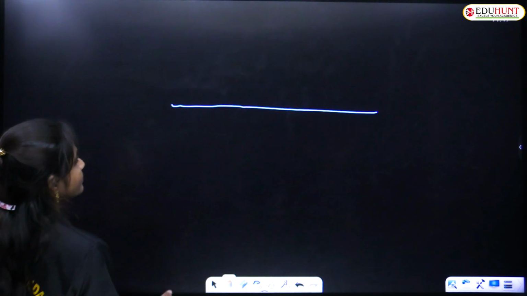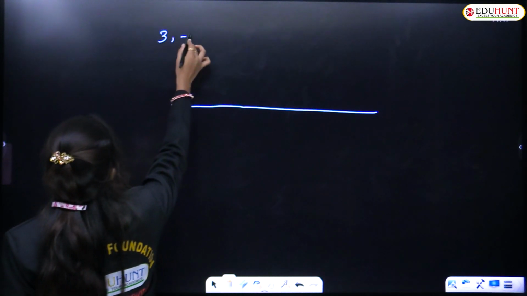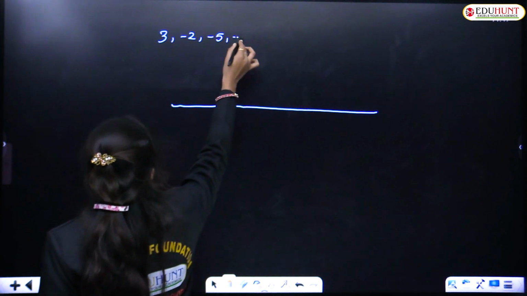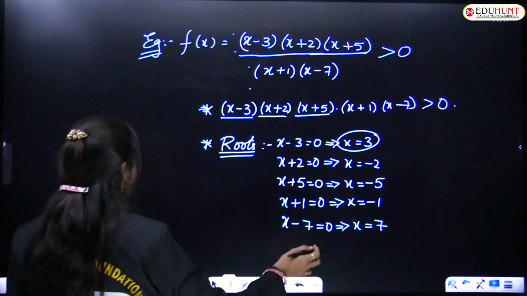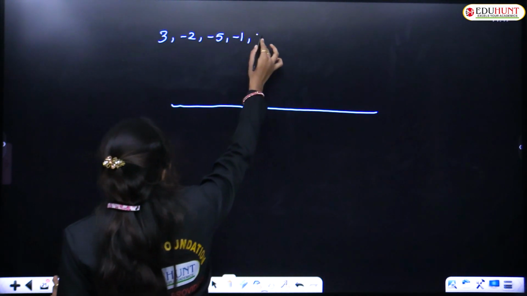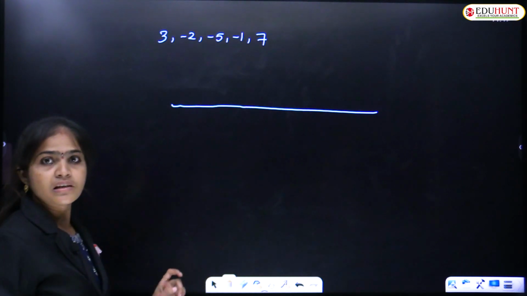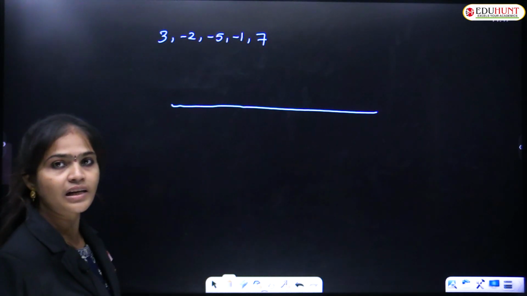Plus 3, minus 2, minus 5, minus 1, 7. Okay, these are the values. Now just represent those values on the number line.